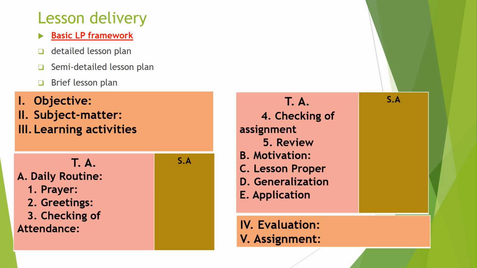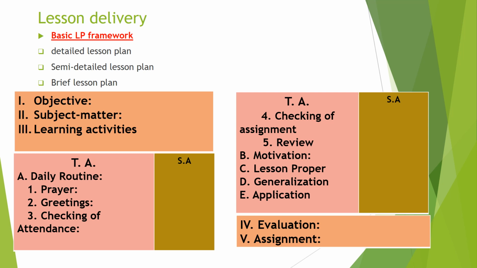Now, for the traditional parts, we have the objective, subject matter, and learning activities. Under learning activities, it's divided into two: the TA and the SA. TA is the teacher activity, and SA is the student activity. Under these learning activities, we have letter A, daily routine, which is composed of prayer, greetings, checking of attendance, and checking of assignment. And then we have the review.